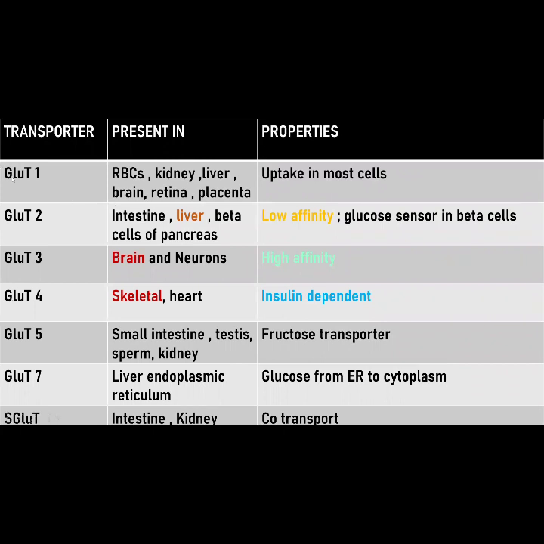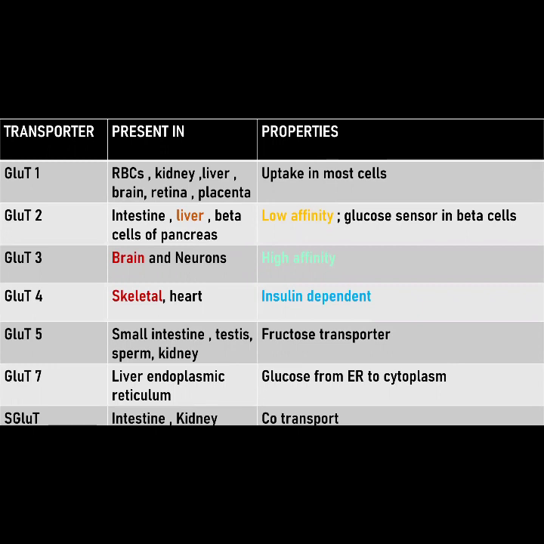What is this GLUT1? GLUT1 is present in RBC, kidney, brain, placenta, etc. They will be present in most cells. GLUT2 is present mainly in the liver and beta cells of the pancreas. If blood glucose level is higher, GLUT2 helps stimulate the beta cells of the pancreas to secrete insulin. GLUT3 is present in brain, as brain highly depends on carbohydrate for its energy. It has high affinity. And GLUT4 is present in skeletal muscles and is insulin dependent.